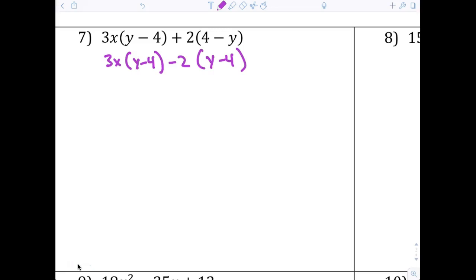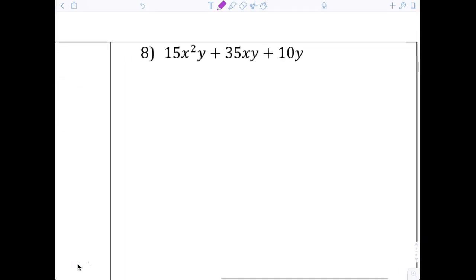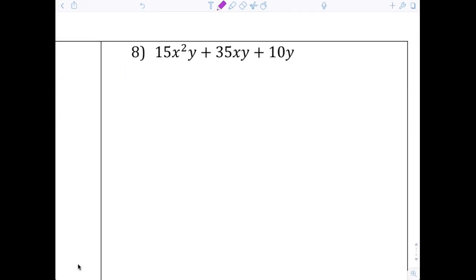All right. Now, of course, you're just factoring out the y minus 4. And you're left with what? 3x minus 2. Any issues? All right, let's take a look at 8 now. GCF on 8 is what? 5y.